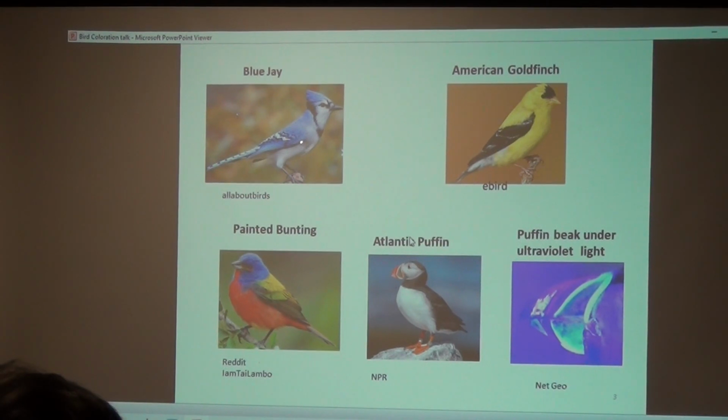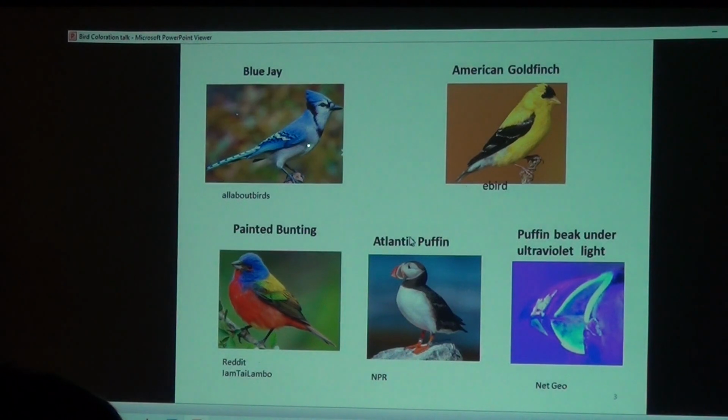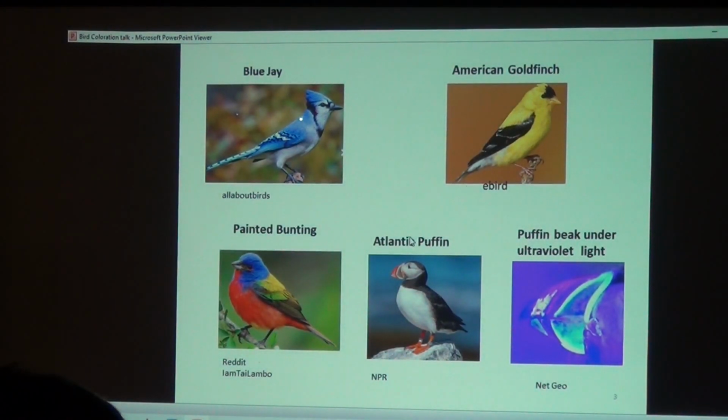So the blue jay on the top left, the blue is entirely structural. The black on its plumage and also in its beak and its legs, we loosely call these legs, are also melanin pigment colored. White is always structural, and you can see some black in the plumage as well.